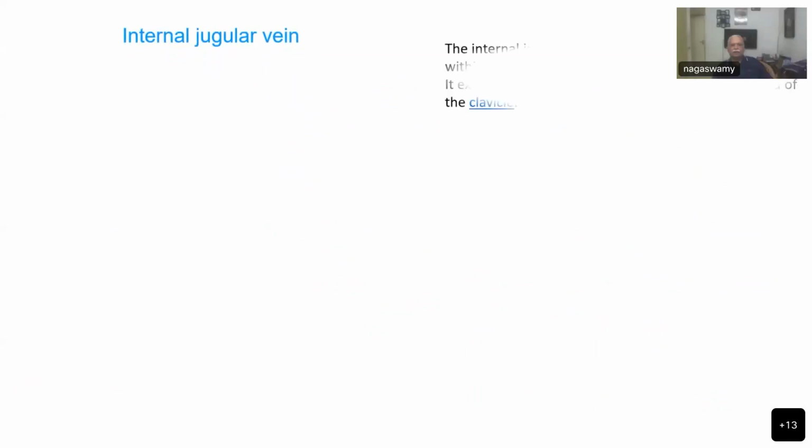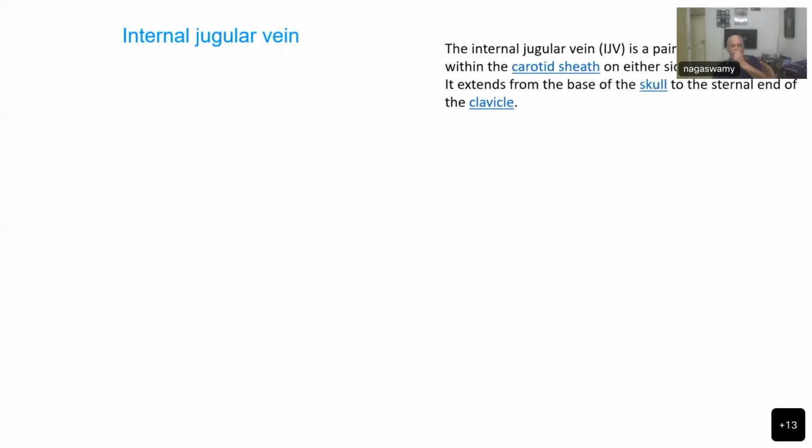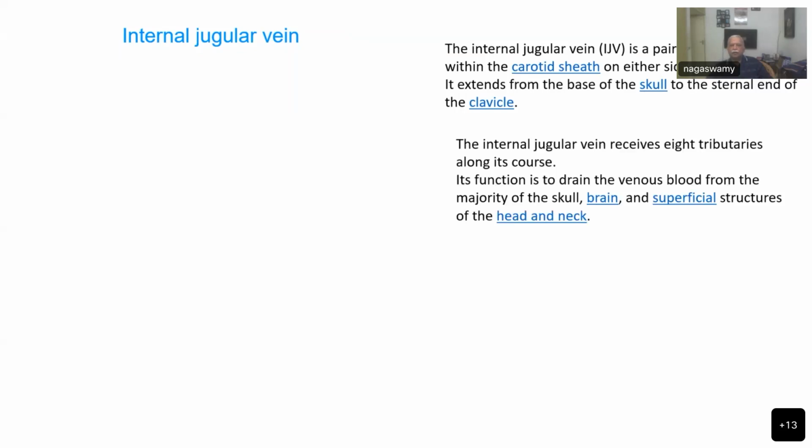So this is the internal jugular vein. It is a paired vessel, that is, it is present on both sides, found in the carotid sheath on either side of the neck, and it extends from the base of the skull to the clavicle. That is the entire course of it. And the internal jugular vein receives 8 tributaries along its course.